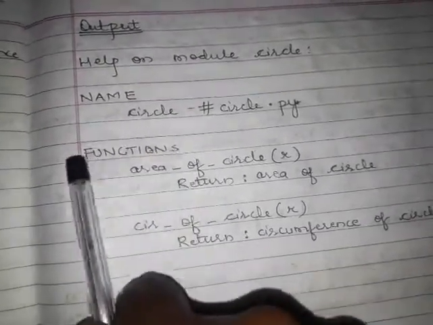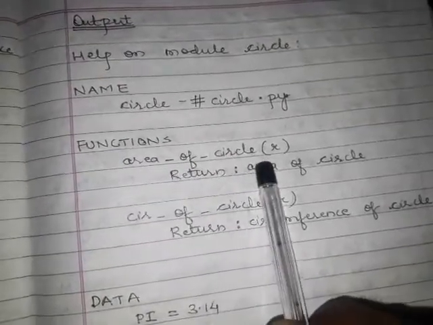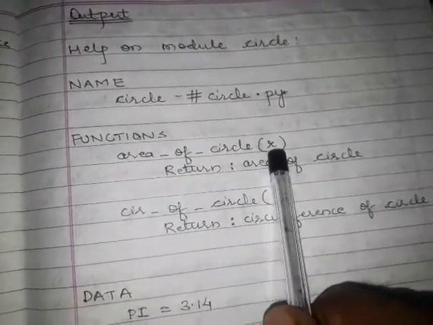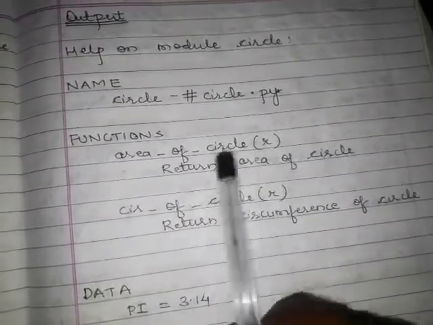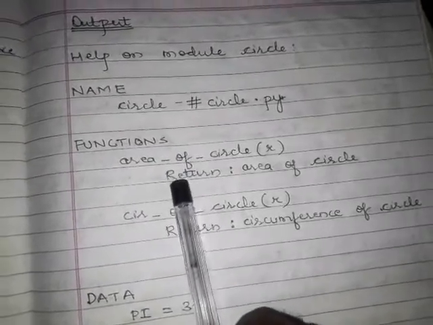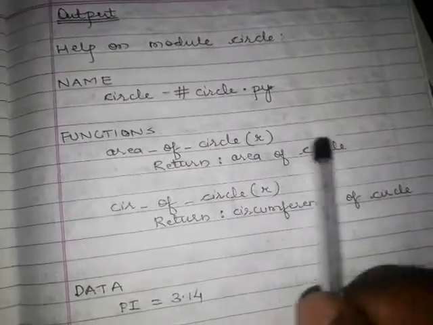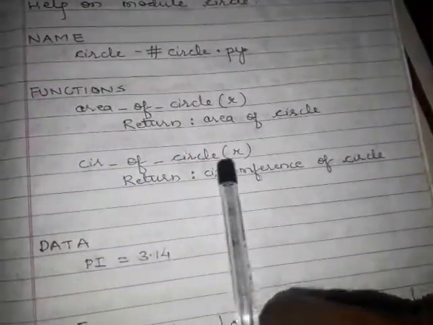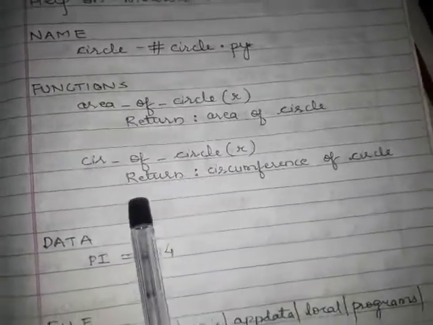Then the other heading is functions. Functions contain area of the circle which takes a single argument r, and if there is any doc string in the function, it will be given. It will display the detail about the function. It says it returns the area of the circle. So this function will return the area of the circle. Another function is circumference of circle, which also accepts an argument. It also returns the circumference of circle.